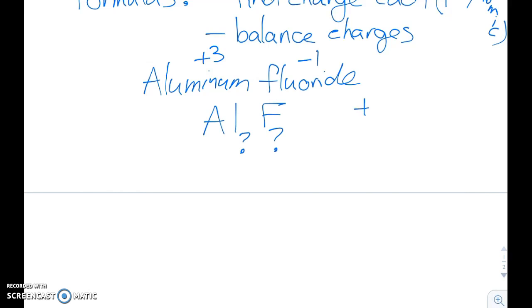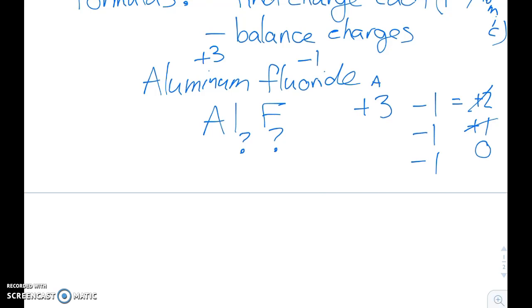If it was 1 to 1, that'd be +3 and -1, because one aluminum has a charge of +3, one fluoride has a charge of -1. And that obviously would not equal 0. That would actually equal +2. So that can't be right. So if I add another -1, well, then that's a total of +1. Well, that can't be right. What if I have another -1? +3 -1 -1 -1. That does add up to 0.